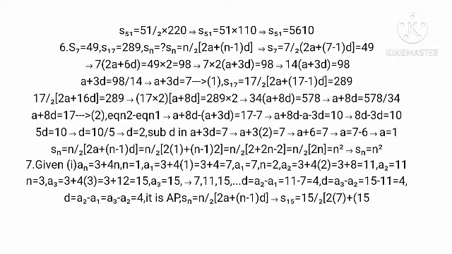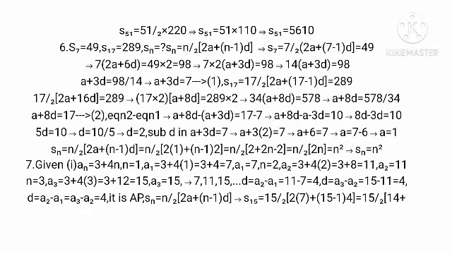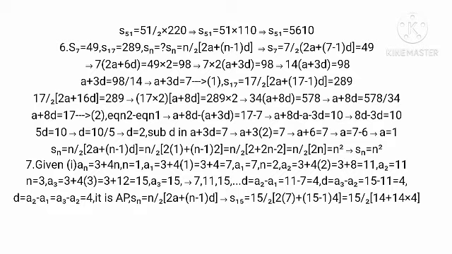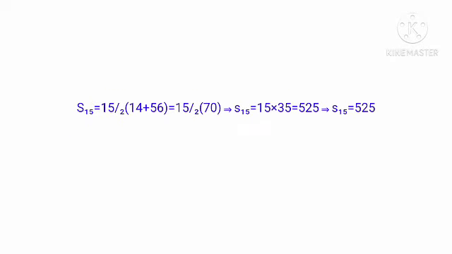Sn is equal to n by 2 into 2a plus n minus 1 into d, implies S15 is equal to 15 by 2 into 2 into 7 plus 15 minus 1 into 4, that is equal to 15 by 2 into 14 plus 14 into 4. S15 is equal to 15 by 2 into 14 plus 56 is equal to 15 by 2 into, if we add we get 70. So S15 is equal to, if we cut, we get 15 into 35 is equal to 525. S15 is equal to 525.